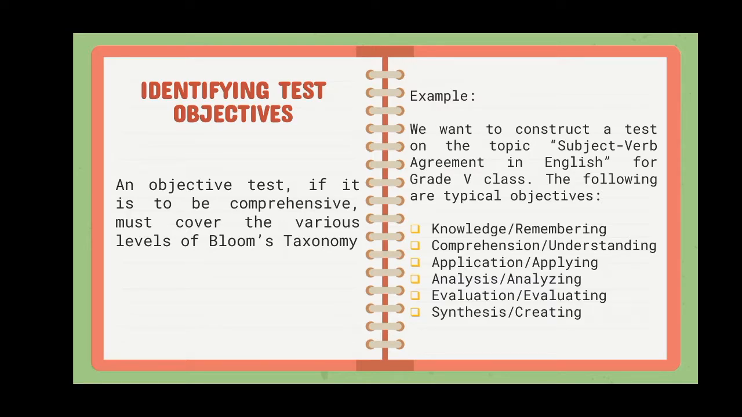Analysis or analyzing. The students must be able to break down a given sentence into its subject and predicate. Evaluation or evaluating. The students here must be able to evaluate whether or not a sentence observes rules on subject-verb agreement. Lastly, synthesis or creating. The students must be able to formulate rules to be followed regarding subject-verb agreement.